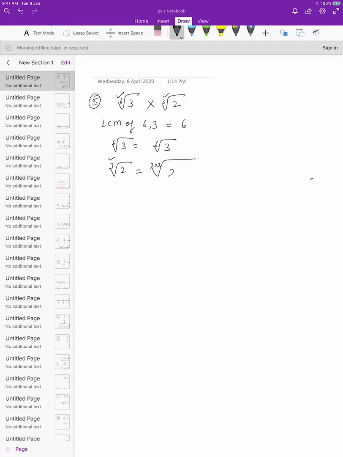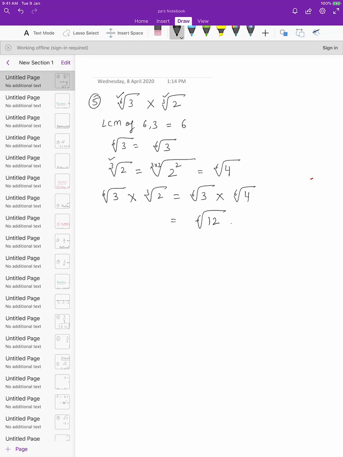Now the same number 2 will be raised to the power 2, that is 2 square. So it will become 6th root of 4. So finally, 6th root of 3 into cube root of 2 will give us 6th root of 3 into 6th root of 4, which will give us 6th root of 12.